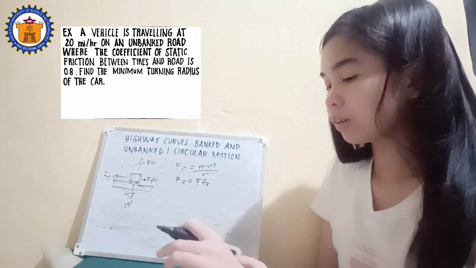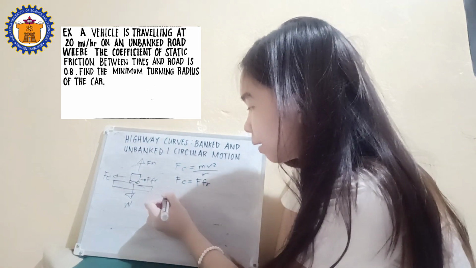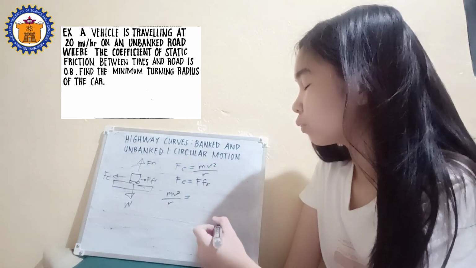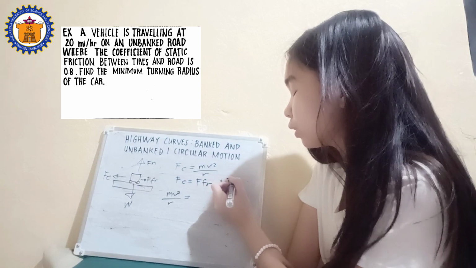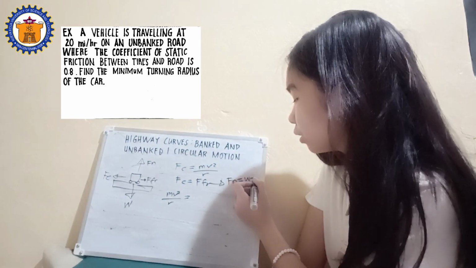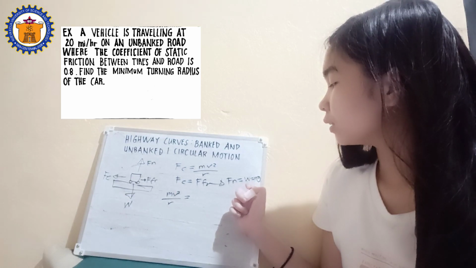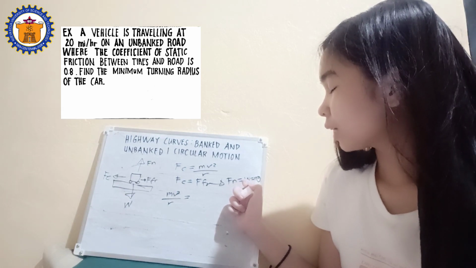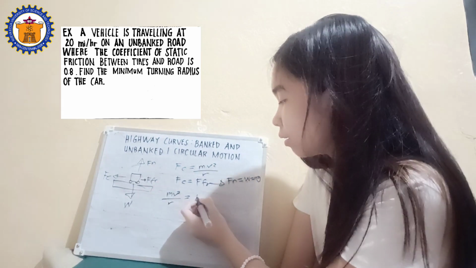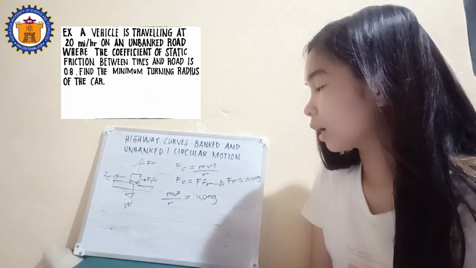So, let's elaborate. It becomes mass times velocity squared over r is equal to the friction force, where the friction force is also equal to the normal force, and the normal force is equivalent to the weight, or equal to mass times gravity. Since the friction force is what is given, we write it as the coefficient of static friction times mass times gravity.